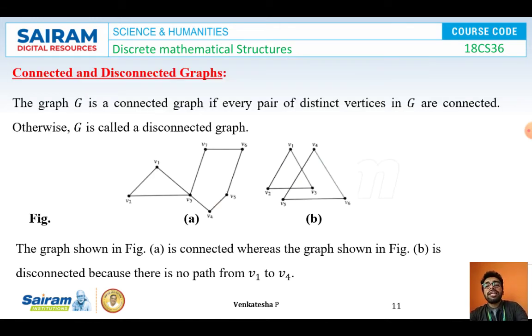So next is connected and disconnected graph. I can say that the graph G is a connected graph if each pair of distinct vertices in the graph G are connected. Otherwise this graph G will be called a disconnected graph. For example, we can see here this is figure A and this is figure B. Figure A is a connected graph because all the vertices are interconnected here. But graph B is not a connected graph because there is no path between v1 and v4. So this is not a connected graph.